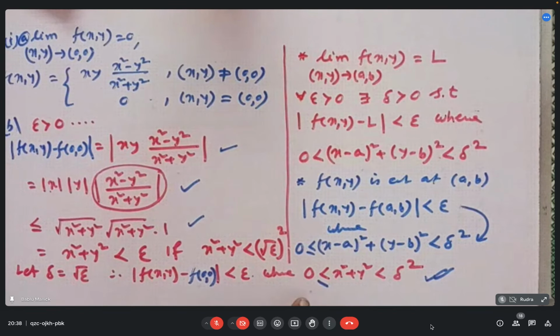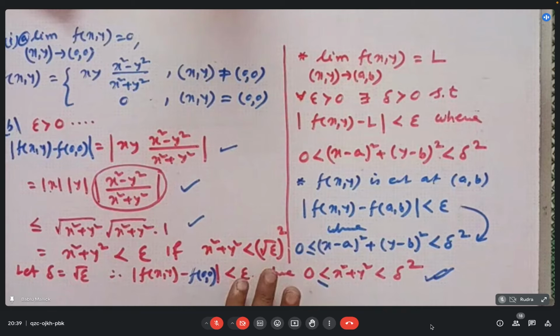Is it clear, Babu? Sandeep, clear? Yes, sir. Is it clear? Yes, sir. Arju, any problem? No, sir.